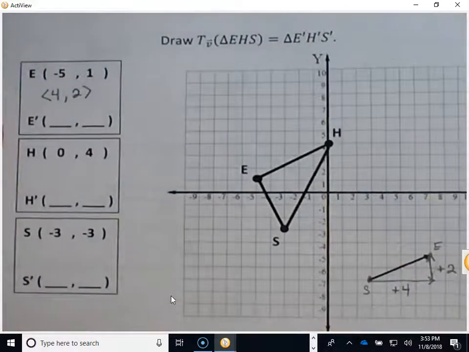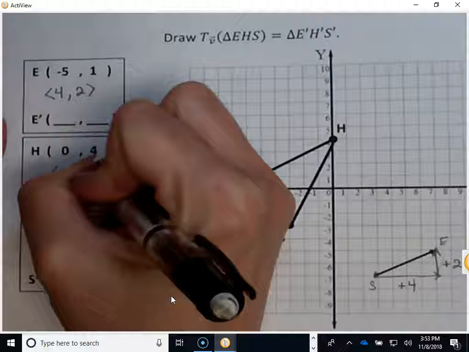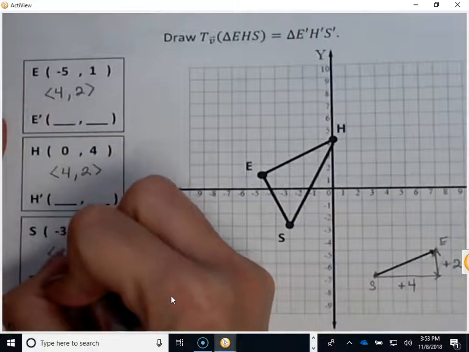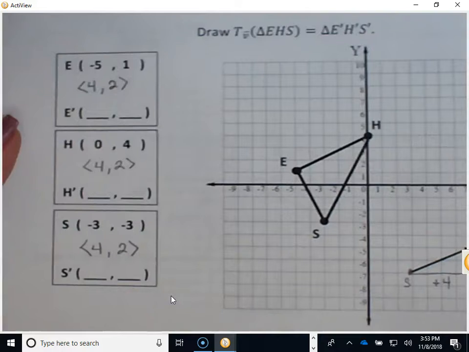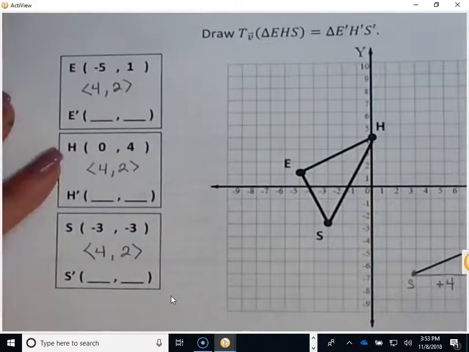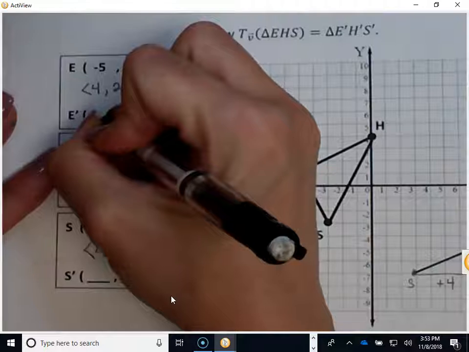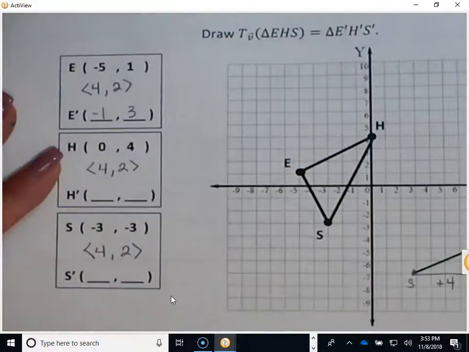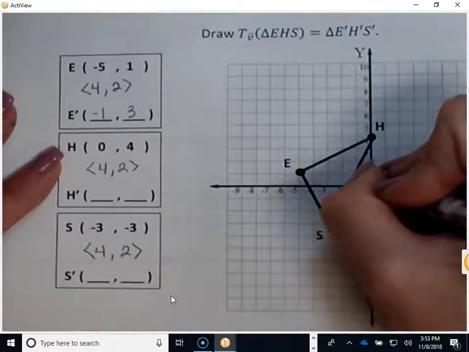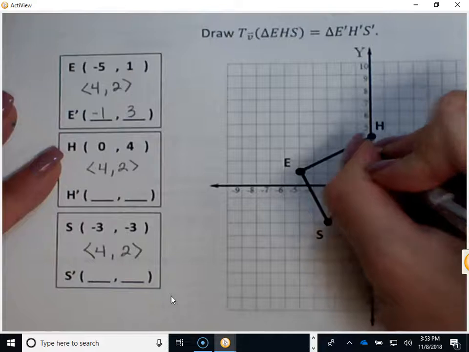So I'm going to put that below each one of these coordinates here, so that I know that's what I have to do to each of these to get my new ordered pairs. Since it's positive 4, positive 2 for each of these, that means we're adding. So negative 5 plus 4 gives me negative 1. 1 plus 2 gives me positive 3. So E prime will be at the point negative 1, positive 3. So there's my E prime.